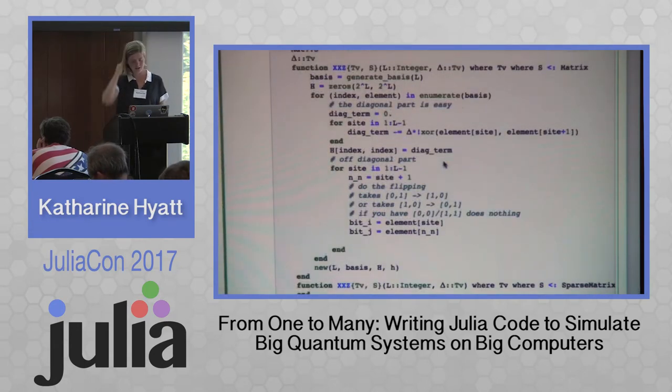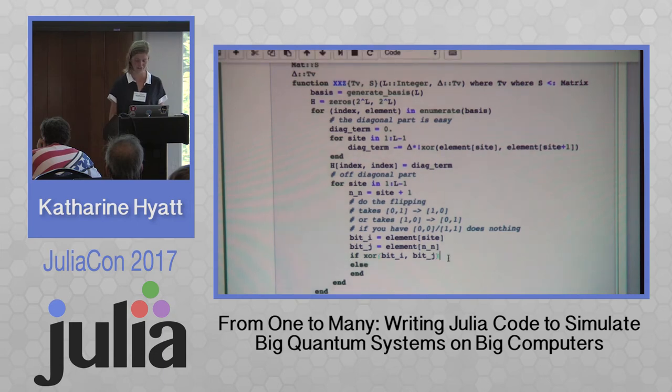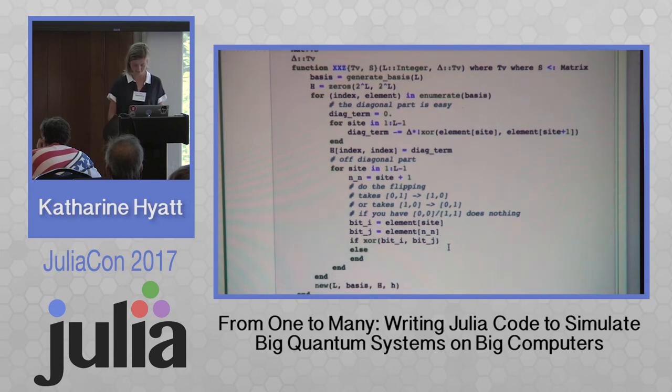Okay, so we only do something if the two are anti-aligned, right? Which we can detect with XOR. So if our friend XOR says the two spins, bit i and bit j, are not aligned, we'll do something. And if they are aligned, we'll do something else, which is actually nothing. So if these two are anti-aligned, okay, we've got to do something, and we've got to figure out what exactly the new thing we've moved to is.